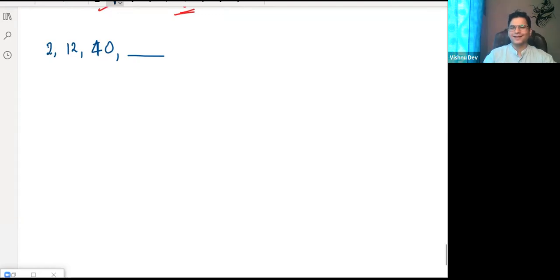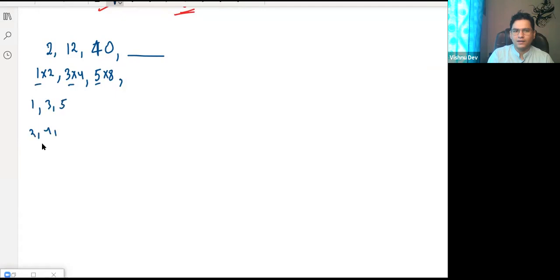Okay, let's think. What is this? This is 1 into 2. That is what you have to think, because multiple patterns can be there. So tell me, what is the second term? 3 into 4. This term is, tell me, 5 into 8. Now, can you see any pattern over here? 1, 3, 5. And this is 2, 4, 8. So tell me, is this sequence in AP or GP?